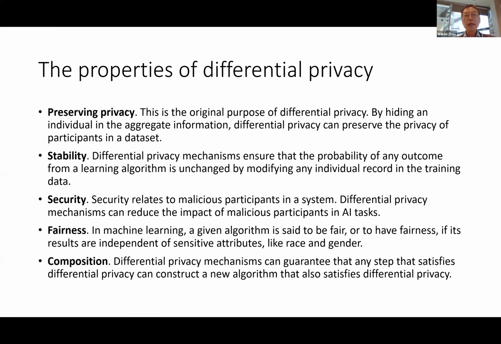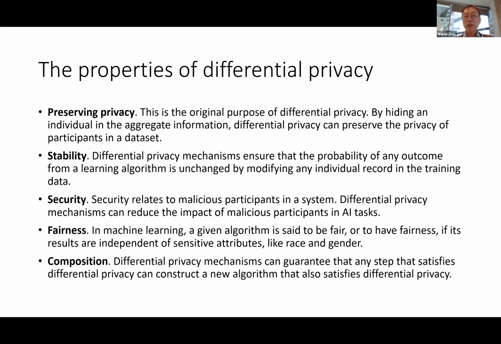You can see that a DP mechanism can ensure that the output probability of any learning algorithm is unchanged by modifying some individual's record in the training data set. Then the output is stable. So if you change a little bit about an individual's record in the learning set, it remains stable. That means people cannot infer whether one or two individuals are included in the training set or not, if we can implement that.